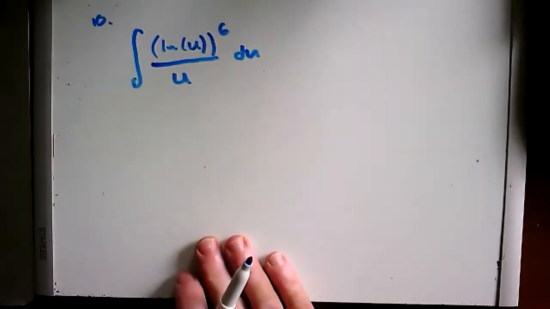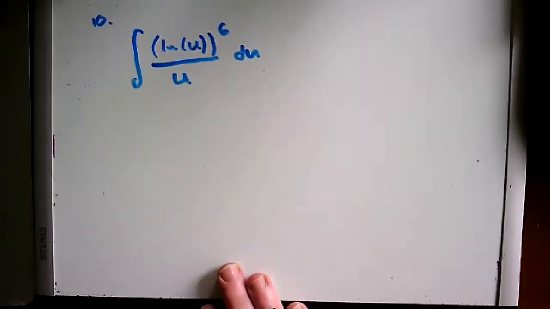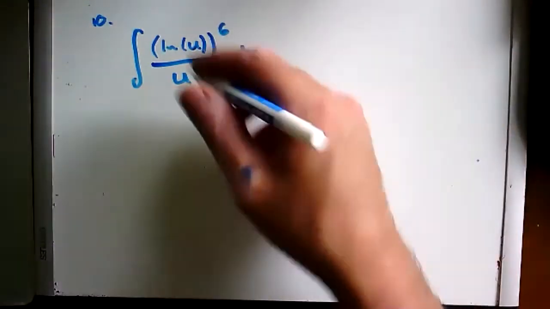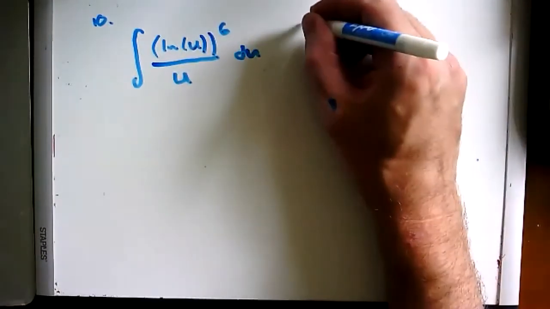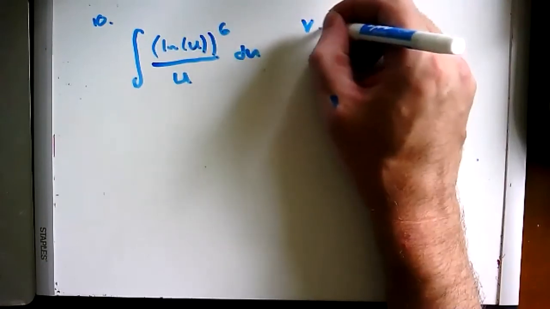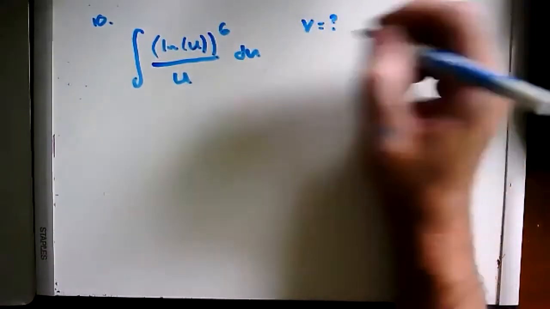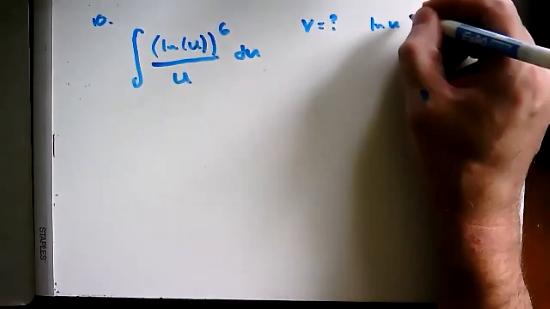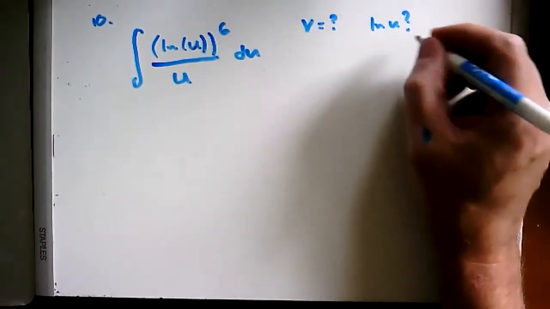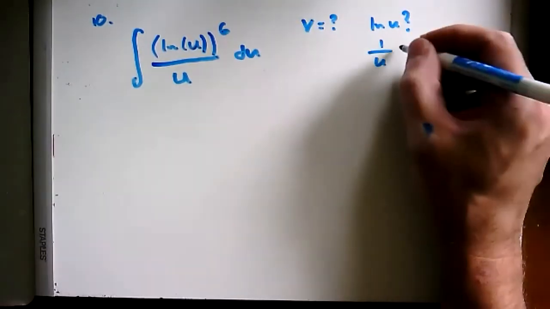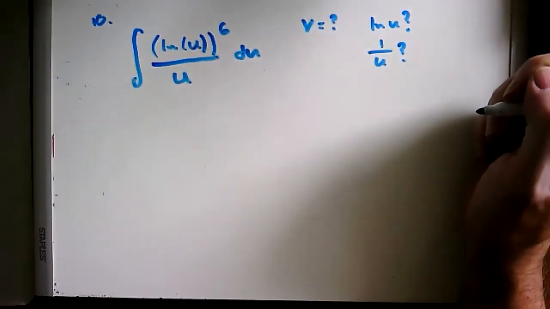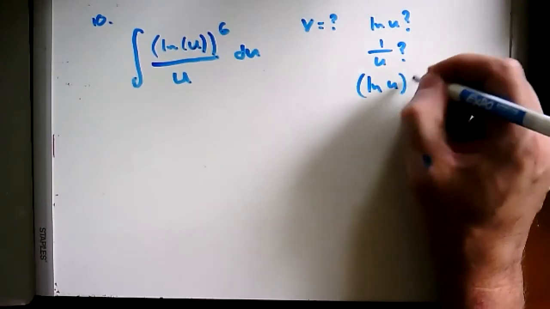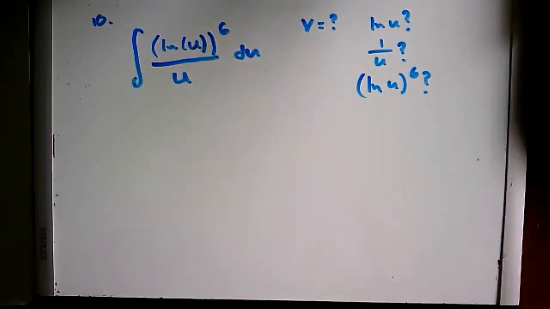Okay, so here's problem 10. Before we jump into it, let's imagine some of the possibilities. We're going to do v substitution since u is already taken here. So what could v equal? V could equal ln u. V could equal 1 over u. That's a possibility as well. Could we let v equal natural log u raised to the power of 6? These are all possibilities.